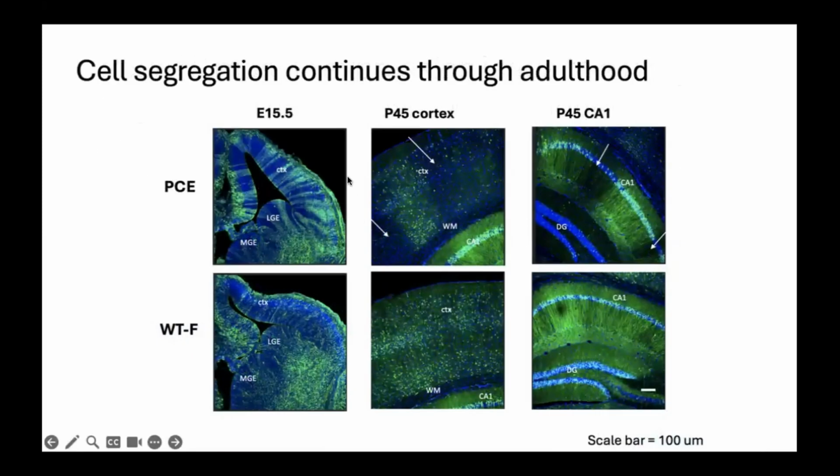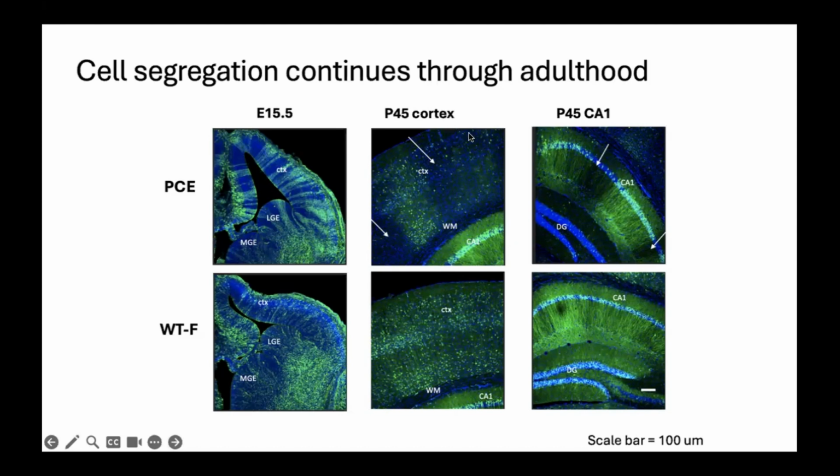This cell segregation really continues through adulthood. So here in the E15.5, we can see this really nice striping pattern. When you compare it to a wild type female, so instead of taking a PCDH19 knockout female, if we cross a wild type female with that GFP mouse, you can see this very random pattern of GFP and none of this cell segregation that you see in the PCE model.